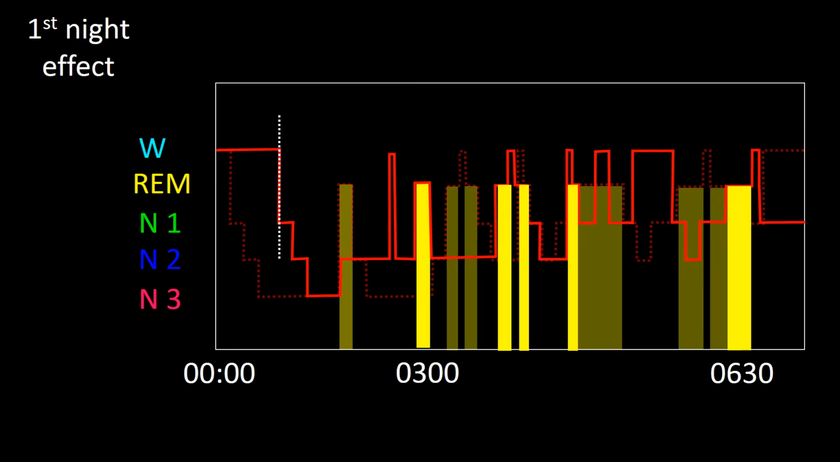I will go through the specifics one by one in order to understand this important first night effect. Sleep latency increases. REM latency also increases. Wake time increases, especially wake after sleep onset time. REM stage duration decreases. N1 increases. N2 increases. N3 decreases.